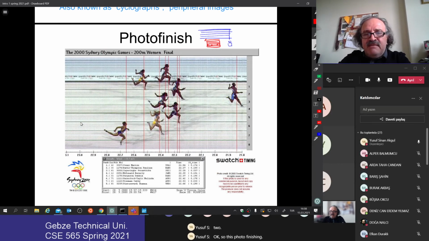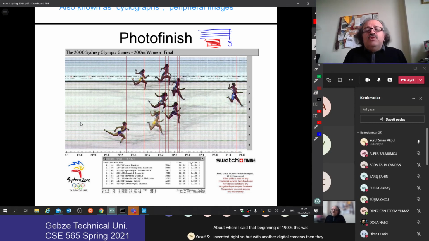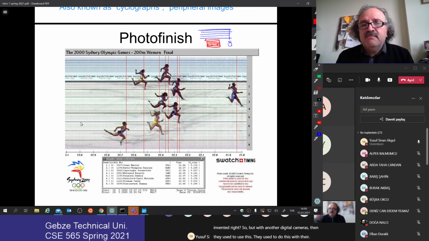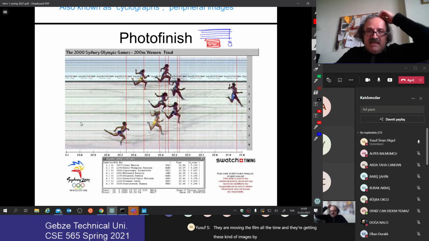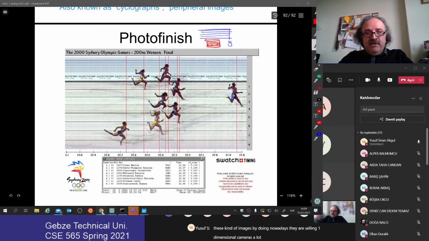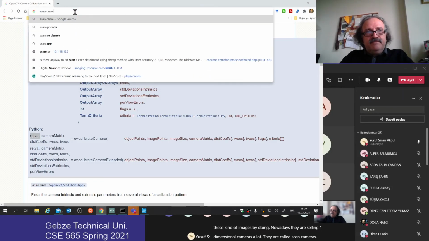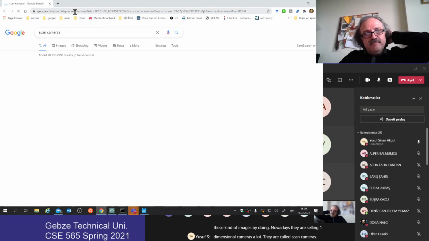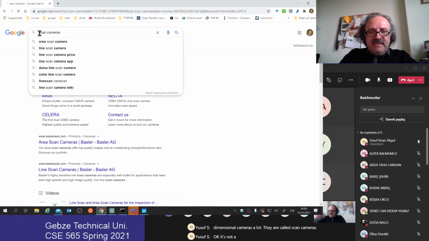Well, I said that at the beginning of the 1900s this was invented, right? But we didn't have digital cameras then. They used to do this with film cameras. So with one-dimensional cameras, they are moving the film all the time, and they are getting these kinds of images. By the way, nowadays they are selling one-dimensional cameras a lot. They are called line scan cameras. Okay, it's not area scan but line scan.